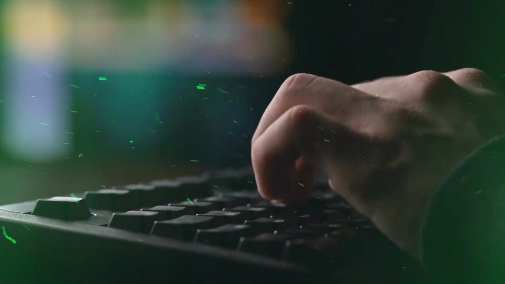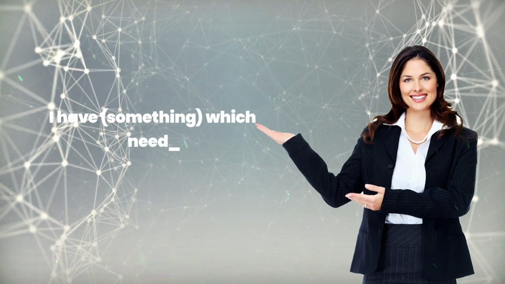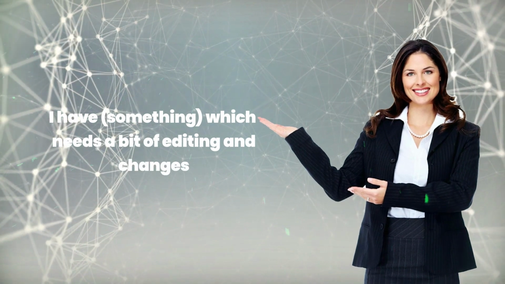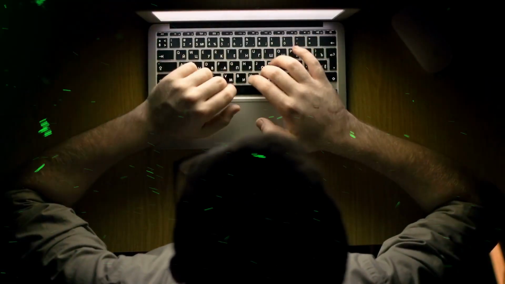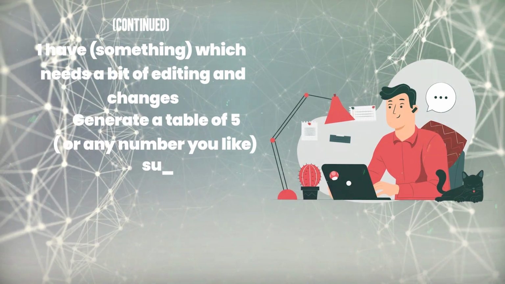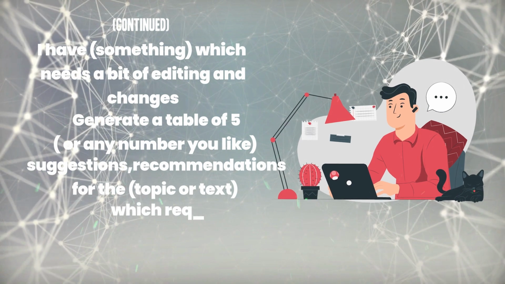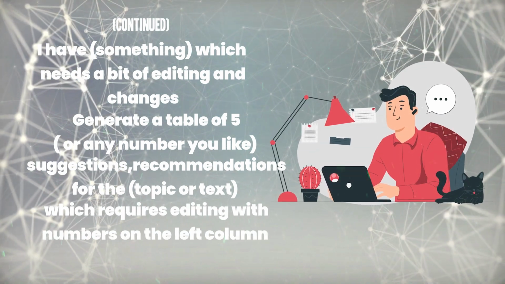Well, we are going to start off by typing a line which says the following: I have something which needs a bit of editing and changes. Now comes the important part. Generate a table of 5, or any number you'd like, suggestions or recommendations for the topic or text which requires editing, with numbers on the left column.